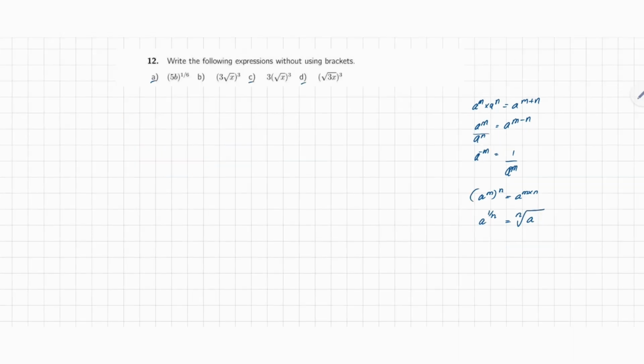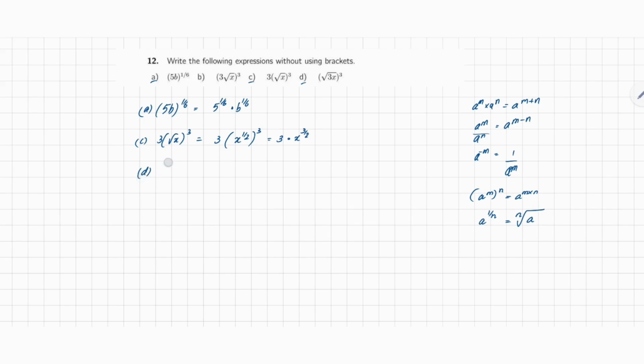We have to write the following expressions without using brackets. Let's do question A. We can expand this by multiplying the index into each base. So that gives us 5 over 5 raised to 1 over 6 times b raised to 1 over 6. For question C, we have 3 times square root of x cubed. We can write square root of x as x to the power 1 over 2 cubed using this formula. That gives us 3 times x to the power 3 over 2.